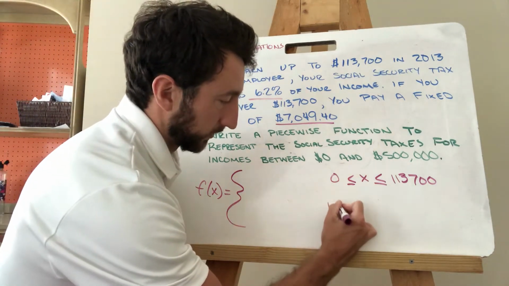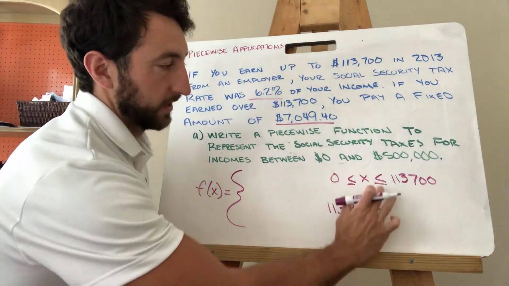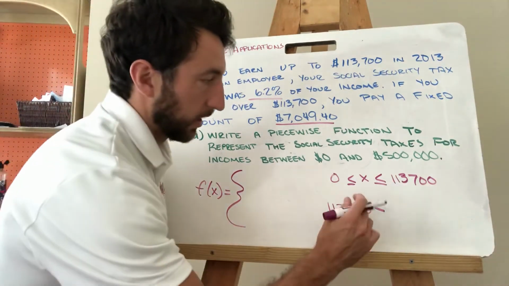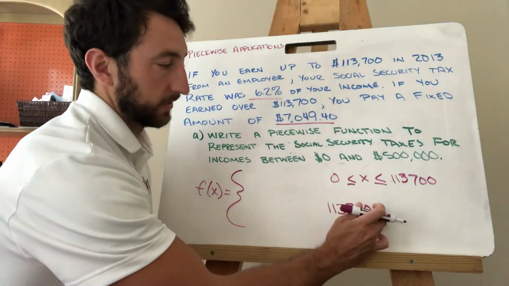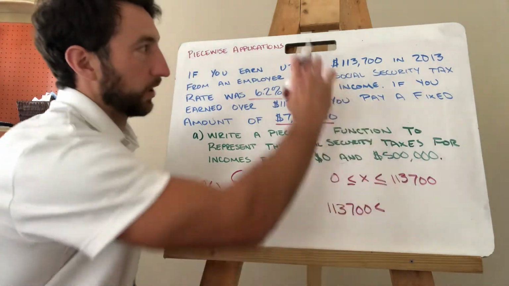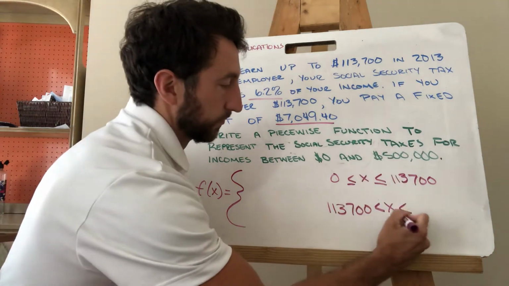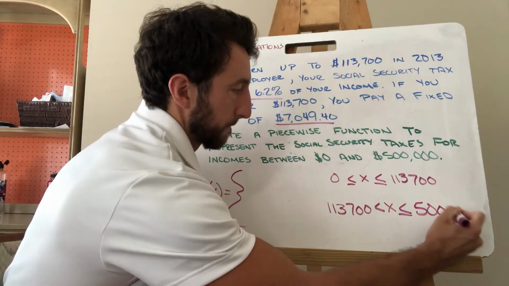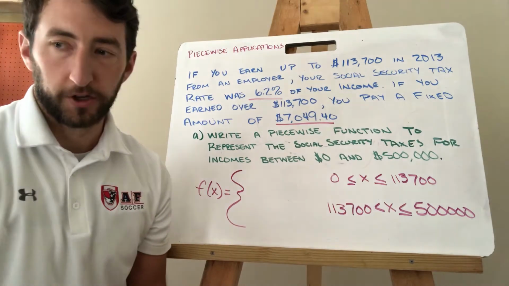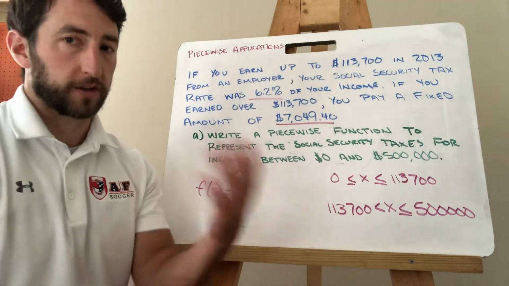Our next domain is going to be restricted from here. Right here we go less than, since this was less than or equal to. To make sure that it's a function, I can't have those two things overlap, so this cannot be the same as this. It could go the other way, but you have to pay attention to the wording in the problem. Then we're going to go up to and including $500,000. Normally that would just go on forever, and we could just say X is greater than $113,700. And over here, you're not going to lose any money, so we're not going to say your income is negative.